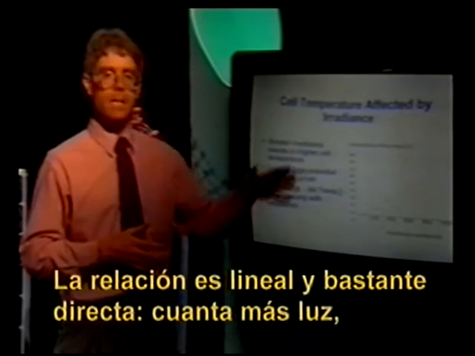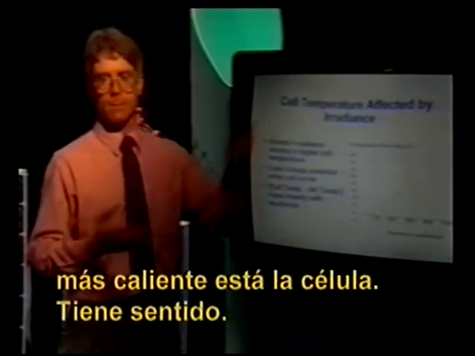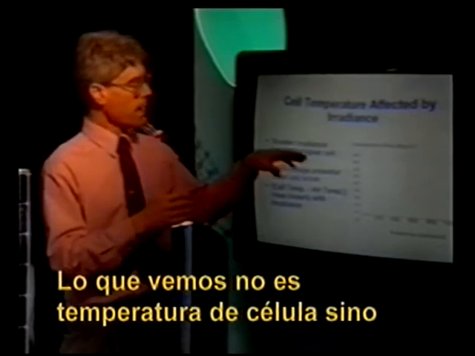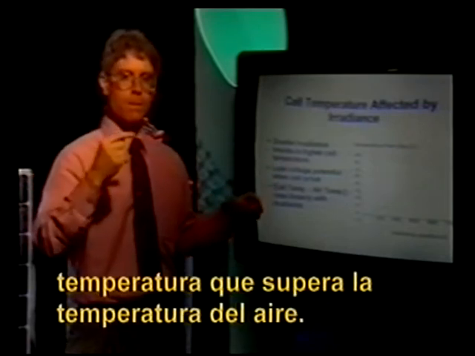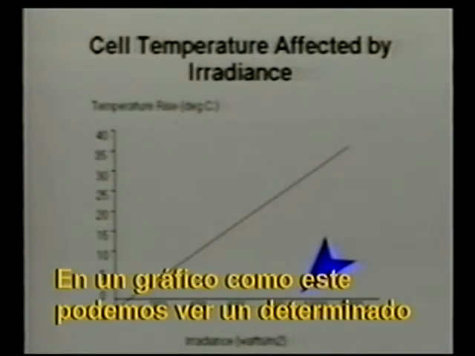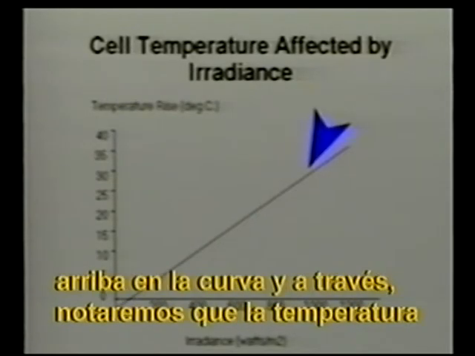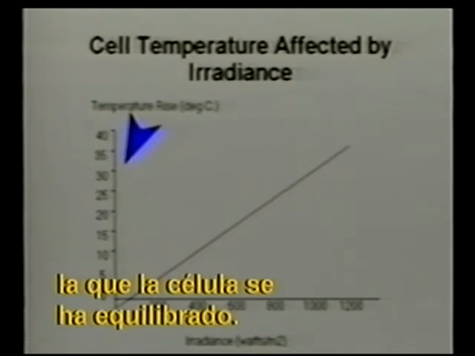The relationship is linear, and it's pretty straightforward. The more light, the hotter the cell. And that makes a lot of sense. What's interesting is that we're looking at not cell temperature, but temperature rise above air temperature. We can read off of a graph like this a certain irradiance level at a particular moment, read up on the curve and read across to find the temperature rise above air temperature that the cell has equilibrated to.